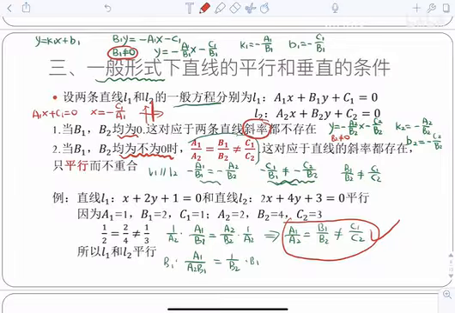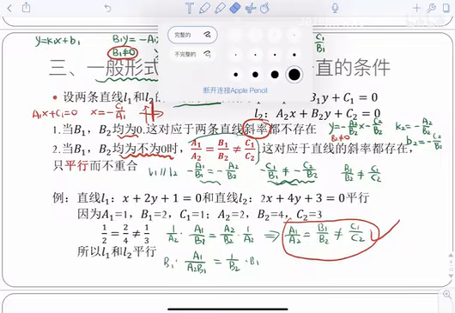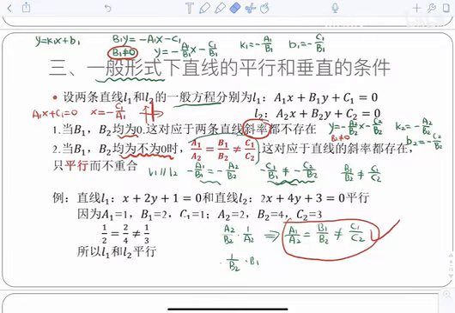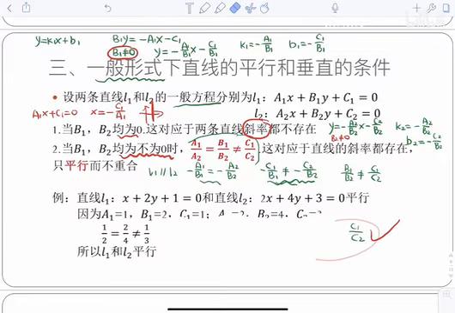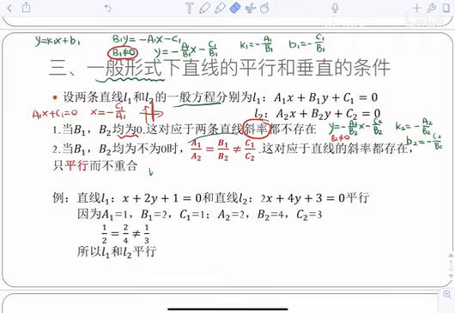So let's see the example. He tells you L1 is x plus 2y plus 1 equals 0, and L2 is 2x plus 4y plus 3 equals 0. Are these two lines parallel?